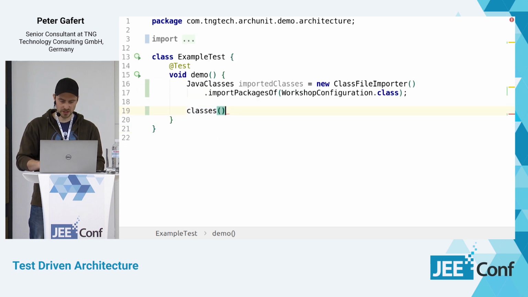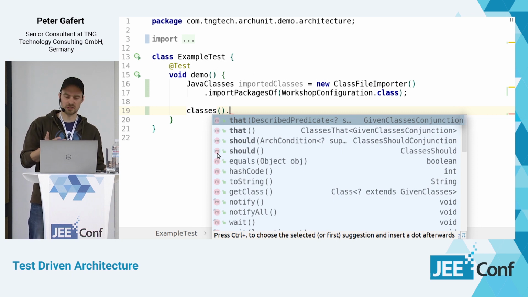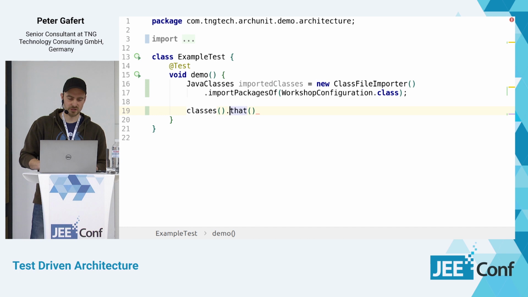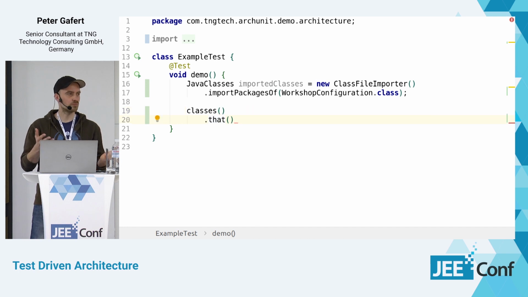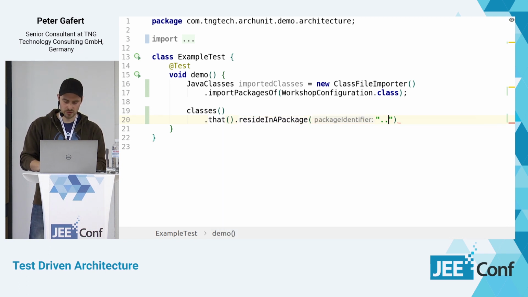So let's see, what was this offer? So I said I want something like the classes that reside in the package service should only be accessed by the classes that reside in the package controller. And I can just write this pretty much, because the API supports exactly that case. So I take classes, I limit them to a subset I'm interested in, and I assert something about the subset. So let's take the classes that reside in a package service.